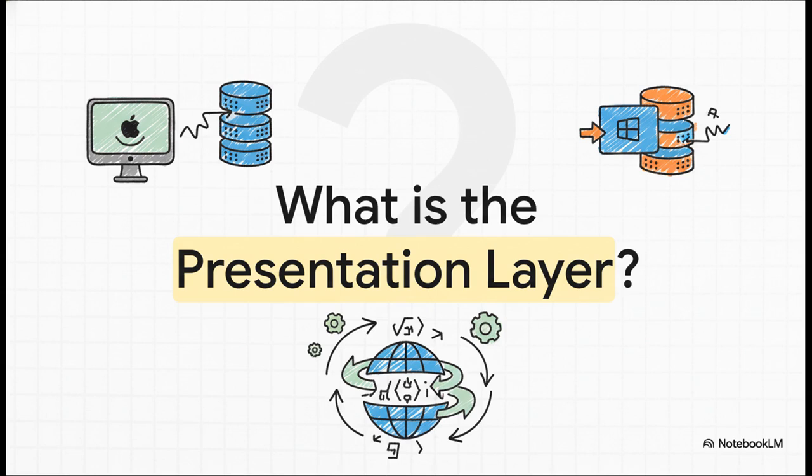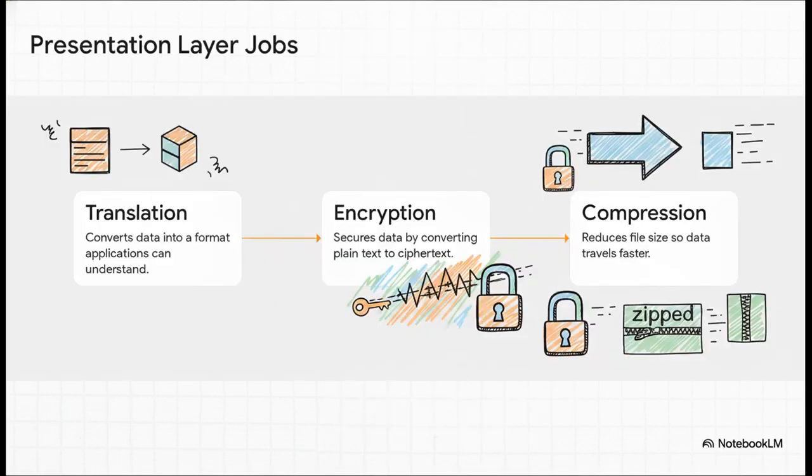Got it. So our app has its data, but what about making sure everything's compatible? Computers all speak slightly different languages. So how does the network make sure a Mac can understand data coming from, say, a Windows server? What is the presentation layer? You've hit on its main job. The presentation layer is basically the network's universal translator.